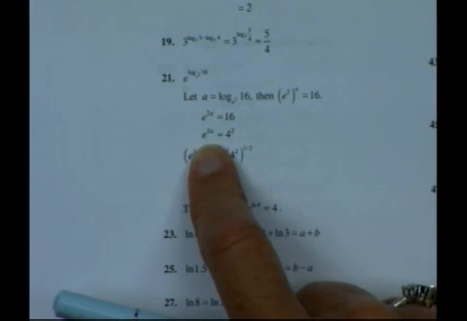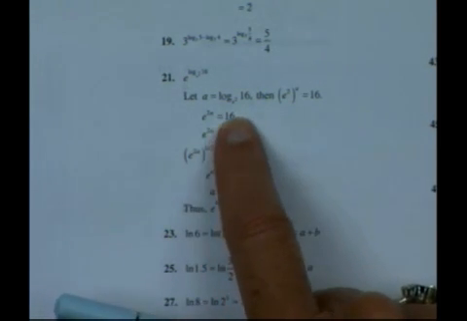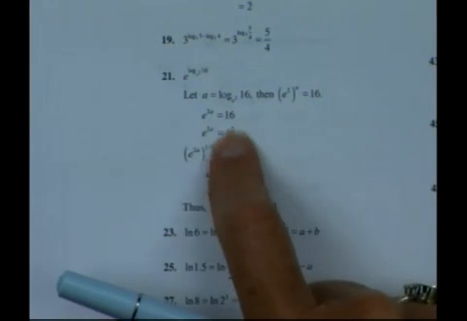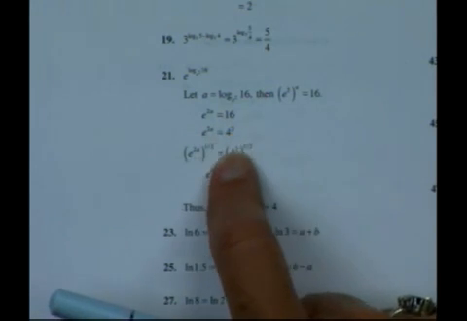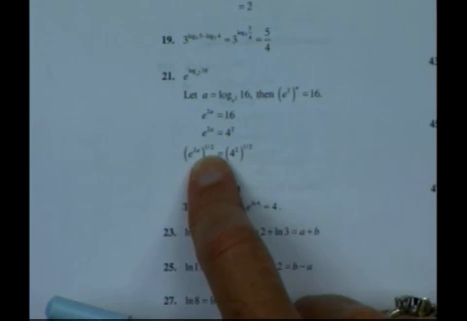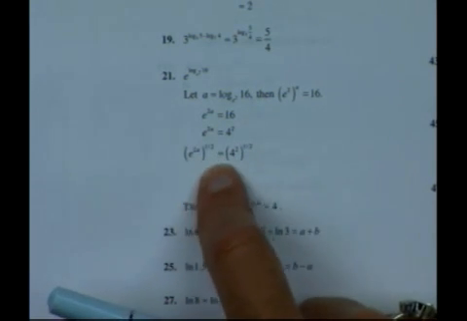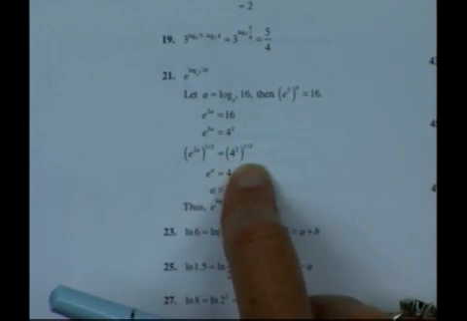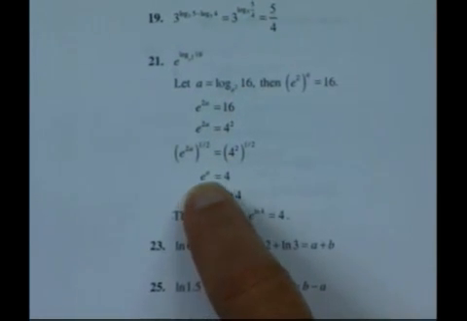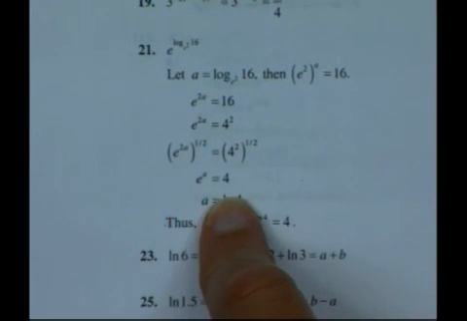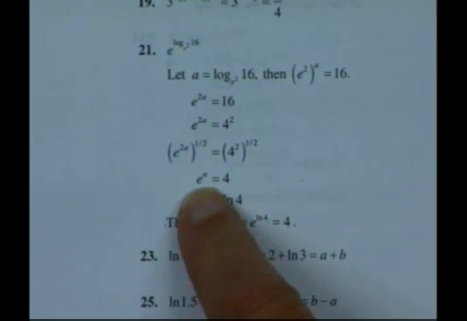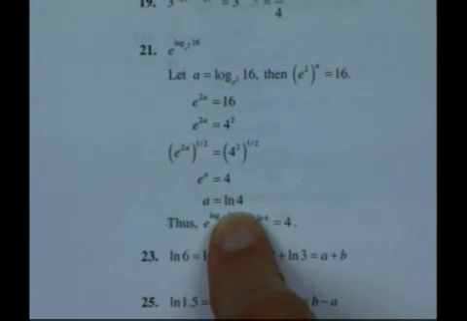All right, so then what they wanted to do was lead you to taking the square root of both sides. So they rewrote 16 as 4 squared, just in case you didn't know the square root of 16 was going to be 4. Raising to the 1/2 power means they're taking the square root of both sides. And they came up with e to the a is 4, because 2a times a half is a. So e to the a is 4. And from here they converted back to log form.